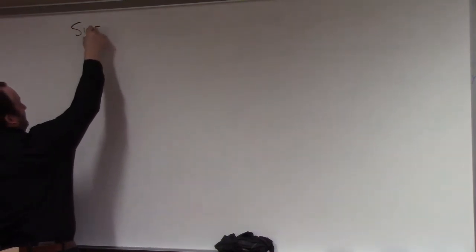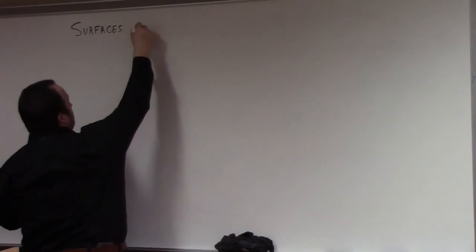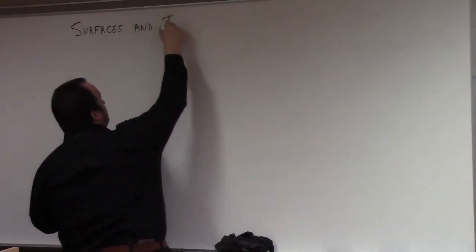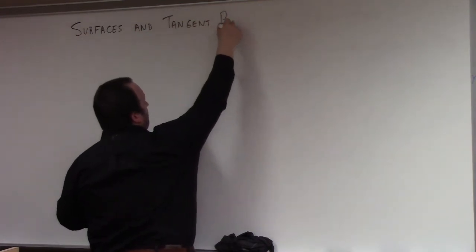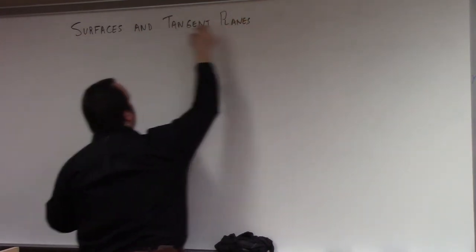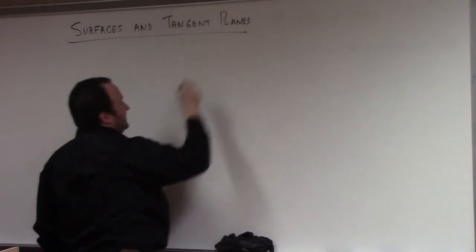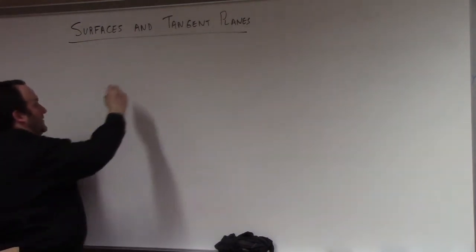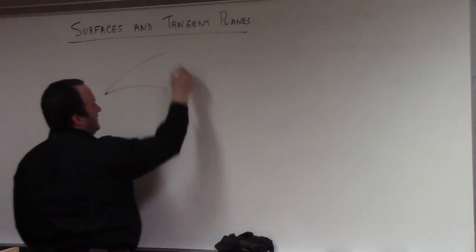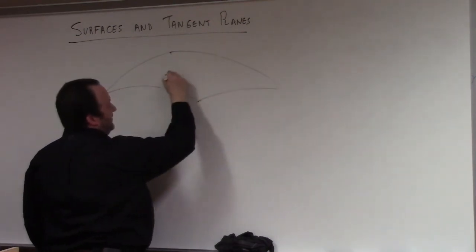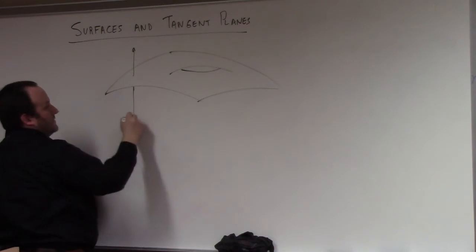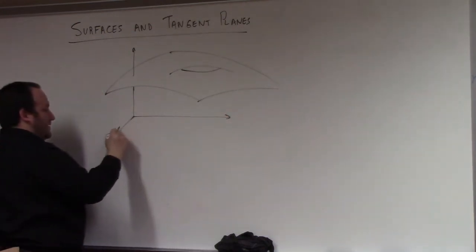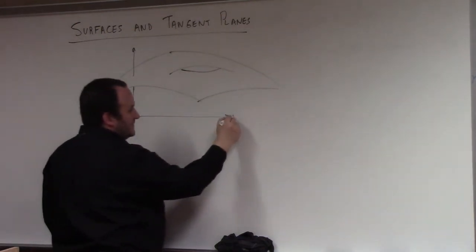And more than that, surfaces and tangent planes. So what's a tangent plane? Let me draw a picture, roughly speaking. So a surface is some kind of curvy thing. It might have some kind of hole in it, who knows, whatever. Could be a donut, you know.